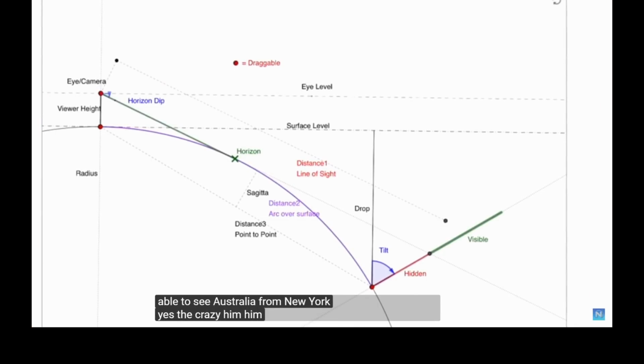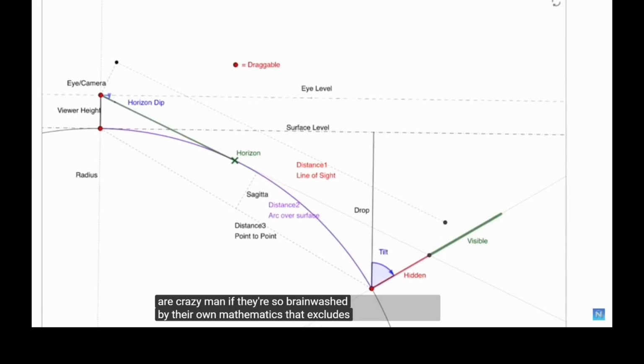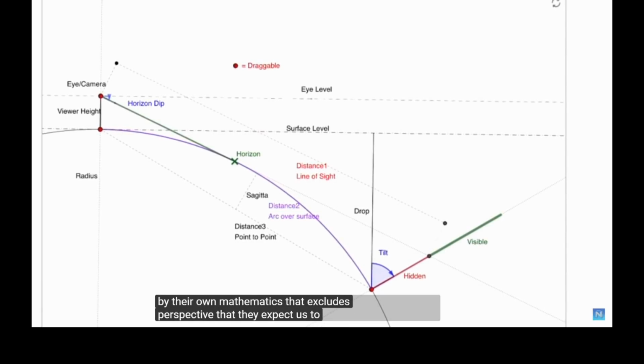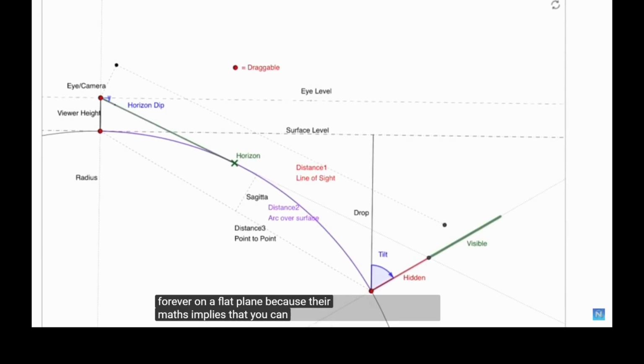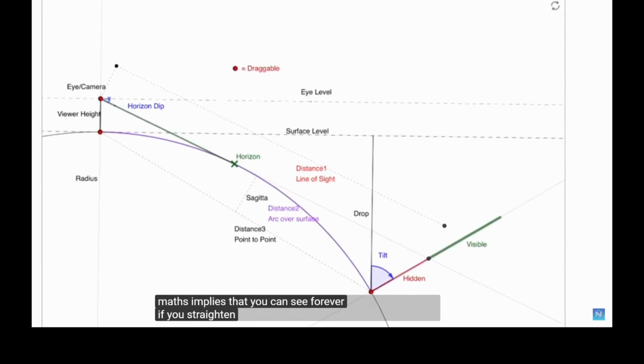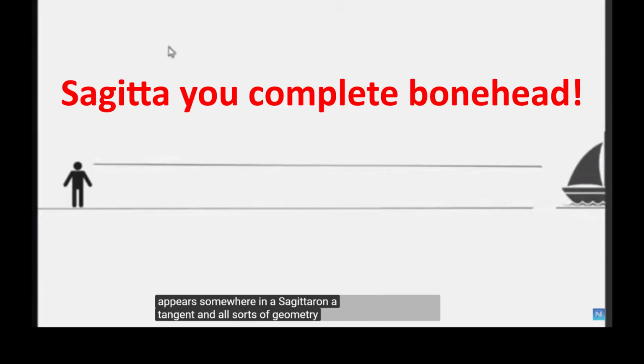Yeah, they're crazy. Him and Brenda both are crazy, man. They're so brainwashed by their own mathematics that excludes perspective that they expect us to see forever on a flat plane, because their maths implies that you can see forever if you straighten out the line that's obscuring it. Now, what that actually tells you is they've hijacked the effect of perspective and called it Earth curve. So if you straighten out the line, in their representation, this would be a quarter of a sphere, with the boat down here somewhere and the man up here somewhere and a sagitta and a tangent and all sorts of geometry and angles being drawn, but no angular sizes.